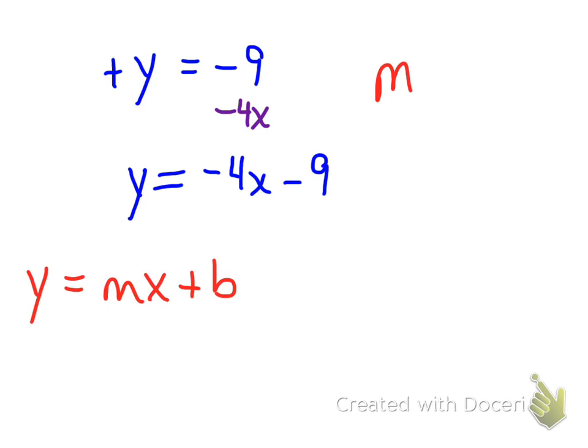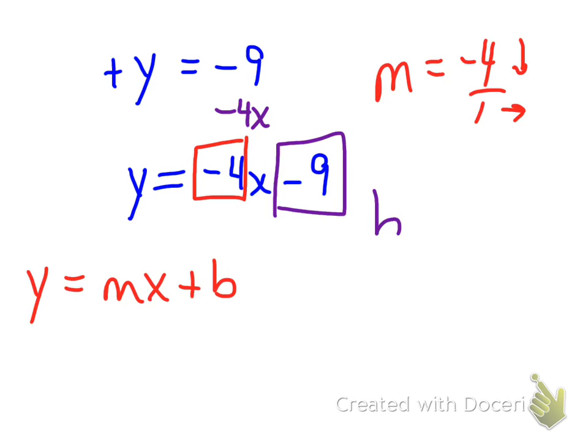My m value, the slope, which is multiplying x, is now a negative 4. Again, that can be written as a fraction, and it is down 4 to the right 1 for my slope triangle. The y-intercept is the number that's being added to the x, and in this case, a negative 9 is being added. So the y-intercept is negative 9.